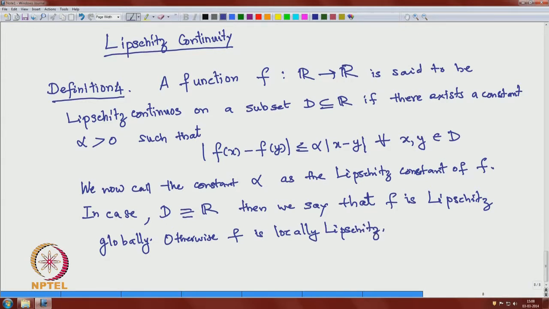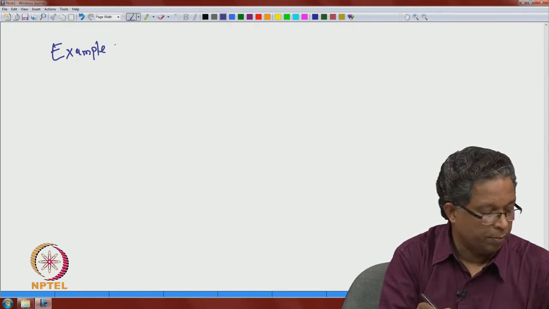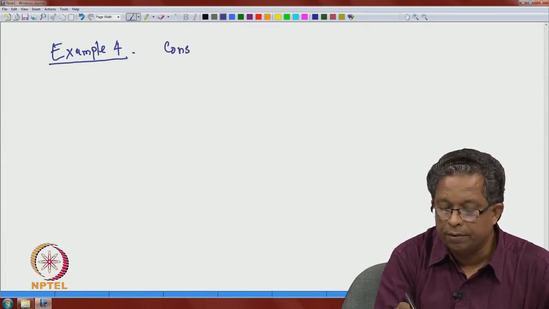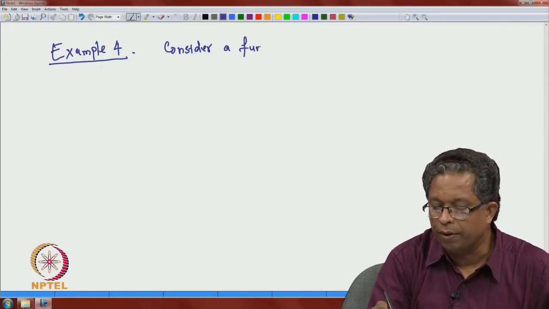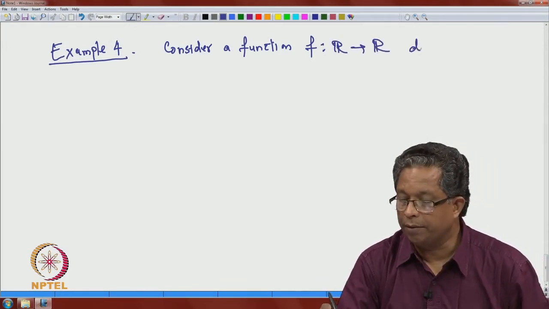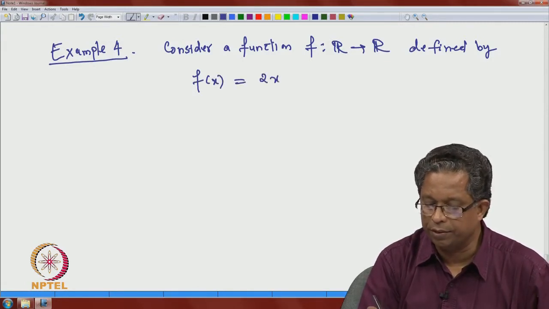So, if the condition is satisfied in the whole space, then it is a global Lipschitz continuity, or if it is restricted to a subset of the real line, then it is a local Lipschitz continuity. Now, we take a few examples showing the Lipschitz continuity. So, example 4. Consider a function f from R to R defined by f of x is equal to 2x plus 3.